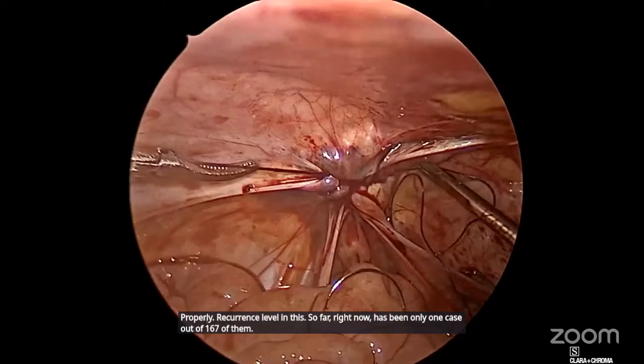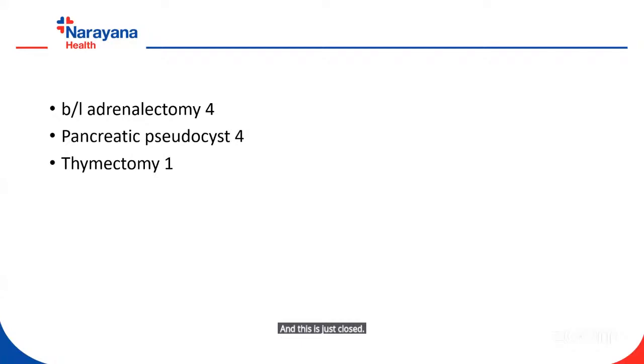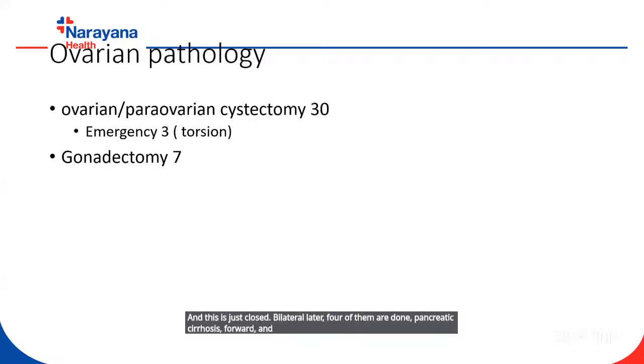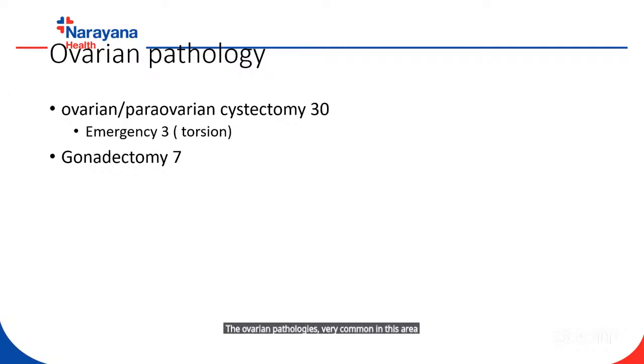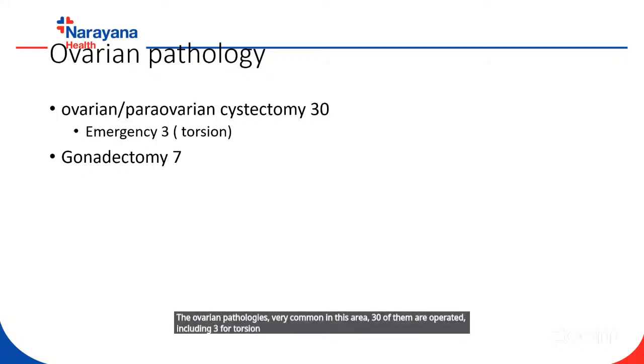And this is just closed. So bilateral adrenalectomy, 4 of them are done, pancreatic pseudocyst 4, and thymectomy 1. The ovarian pathologies, very common in this area, 30 of them are operated, including 3 for torsion, and gonadectomy was done in 7 of them.